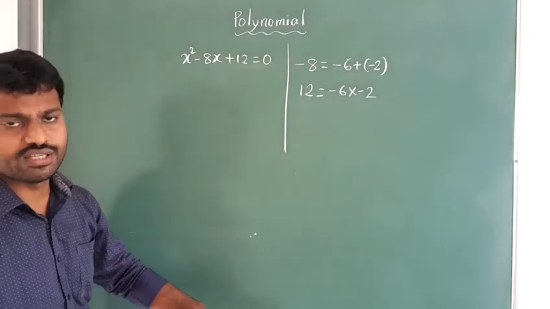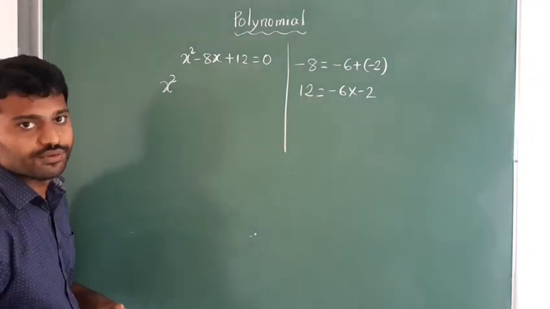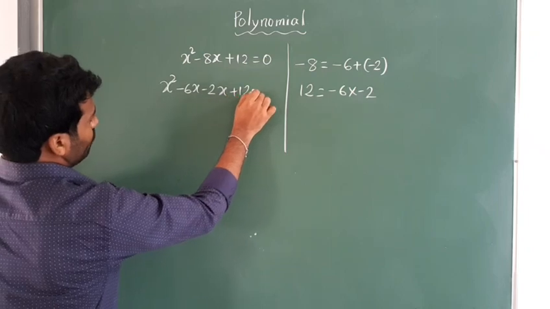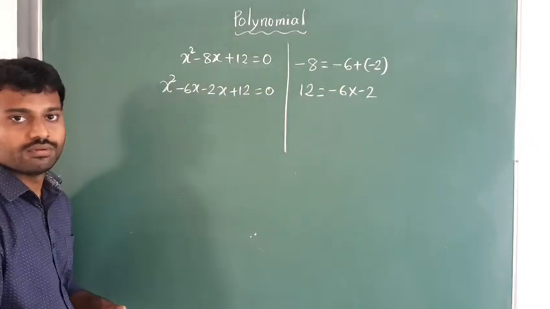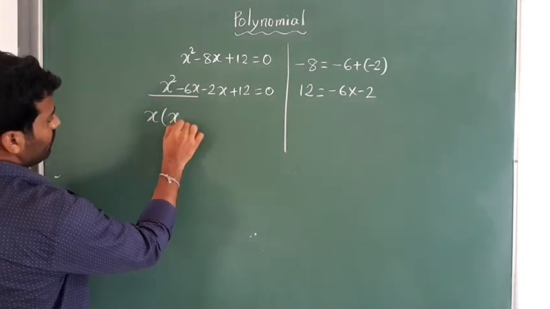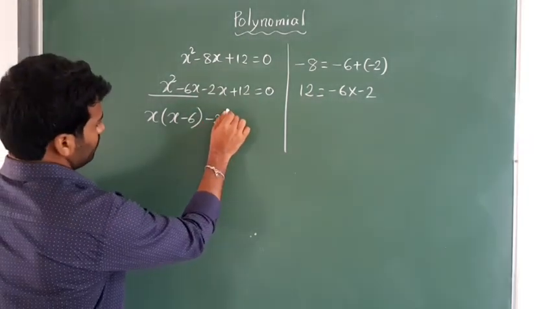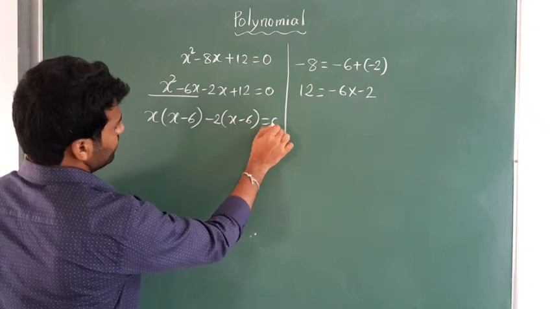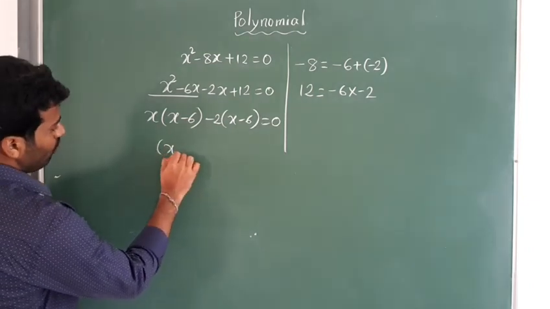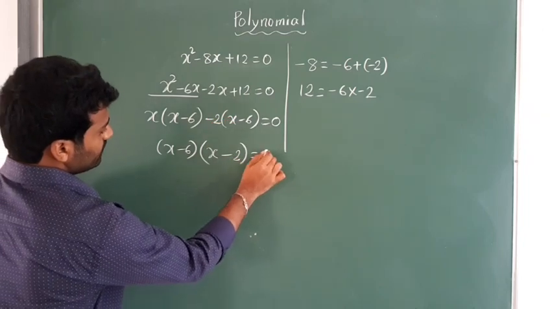Then same procedure. Split the middle term. First step is, we have to split as per those two values. So first, x square minus 6x minus 2x plus 12 is equal to 0. From the first two terms take x common, here now x minus 6. From the next two terms, minus 2, x minus 6 is equal to 0. So from these two terms, x minus 6 is the common, and the remaining is x minus 2 is equal to 0.